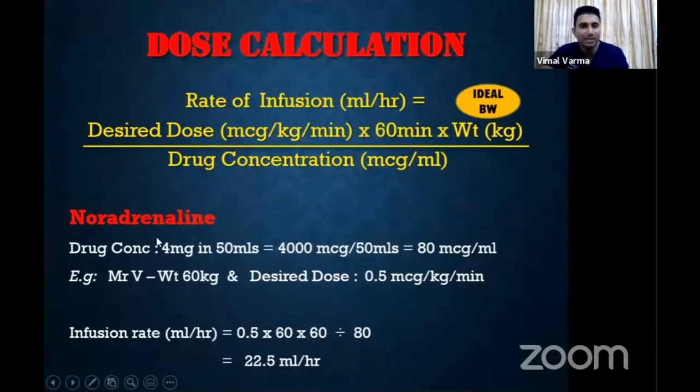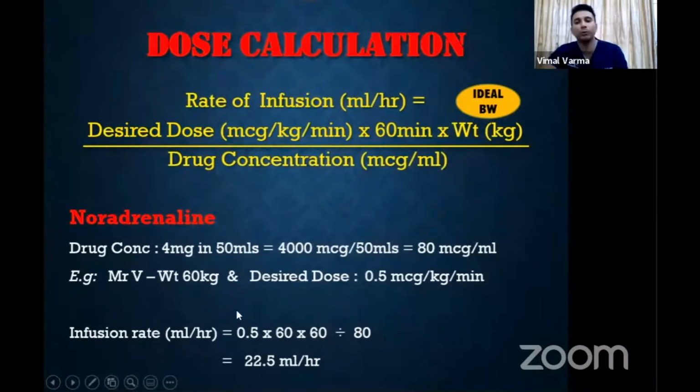So how do we come to that? As an example, for noradrenaline the drug concentration we are taking is 1 vial single strength, 4 mg, diluted in 50 mls. When you convert mg to mic, times 1000, you get 4000 mic in 50 mls. 4000 mic divided by 50, you get 80 mic per ml. Example: Mr. V is 60 kilo ideal body weight, and the desired dose that we want is 0.5 mic per kg per minute. So how do we do it? The infusion rate will be desired dose 0.5 times 60 minutes times 60 kilo, divided by the drug concentration, 80 mic per ml.